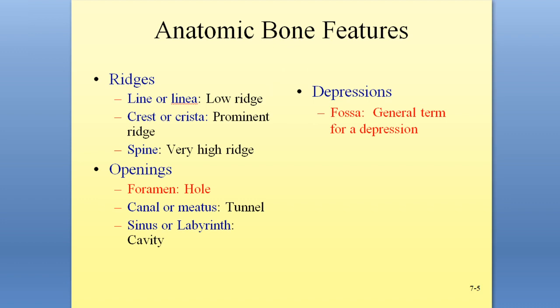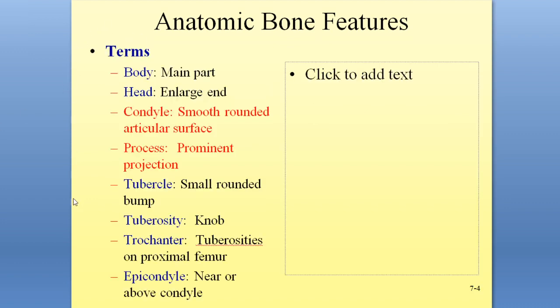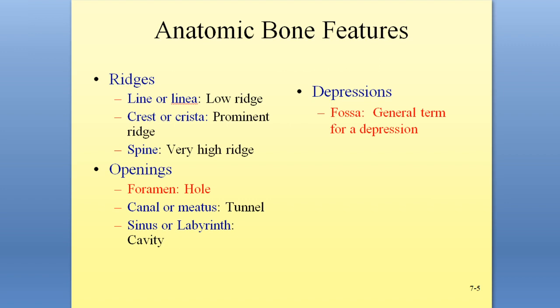The other ones, we learned some of them in lab class, like the tuberosities, a knob on your humerus, and the trochanters are knobs on your femur, epicondyles and tubercles and that kind of stuff. But I'm going to test you on the four that are in red, all right? So make sure that you know those.